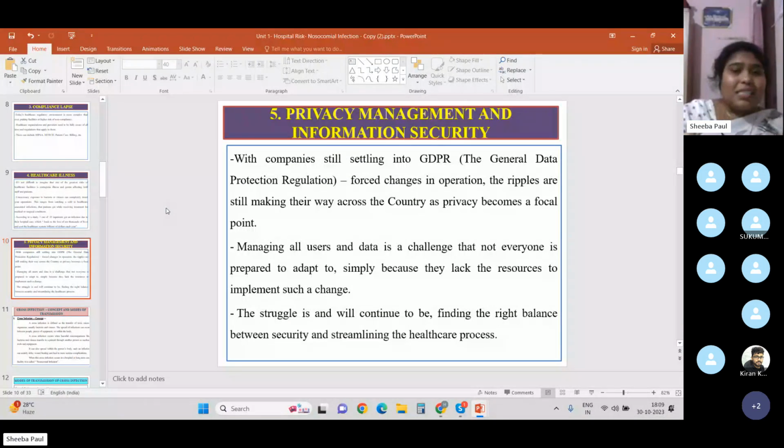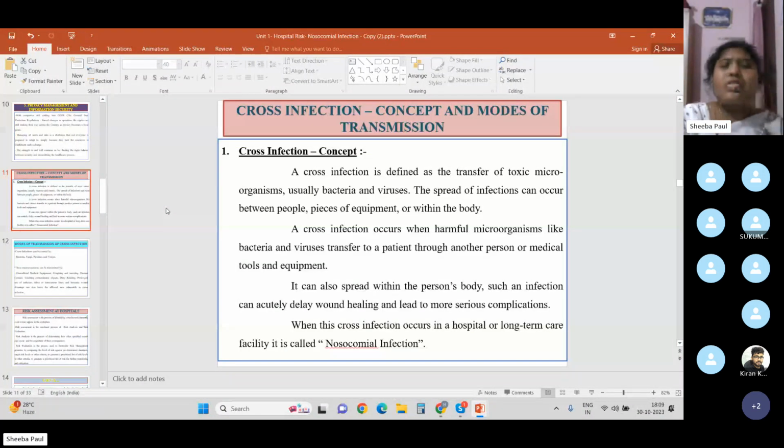And next one is cross infection. So cross infection concept and modes of transmission. A cross infection is defined as the transfer of toxic microorganisms, usually bacteria and viruses. The spread of infection can occur between people, pieces of equipment, or within the body.